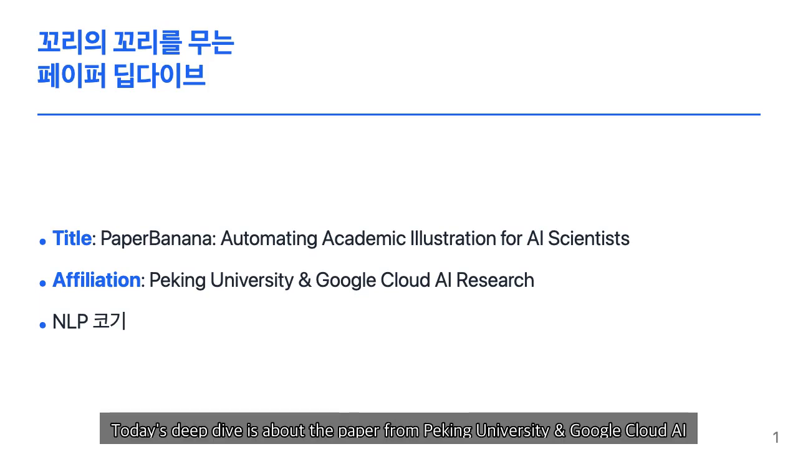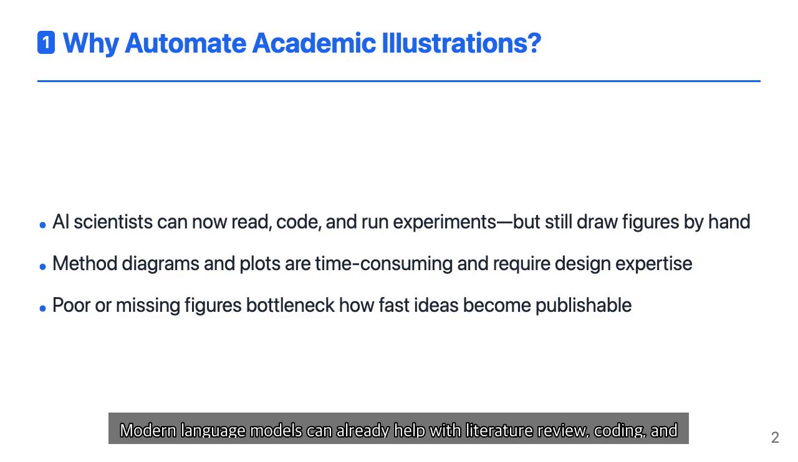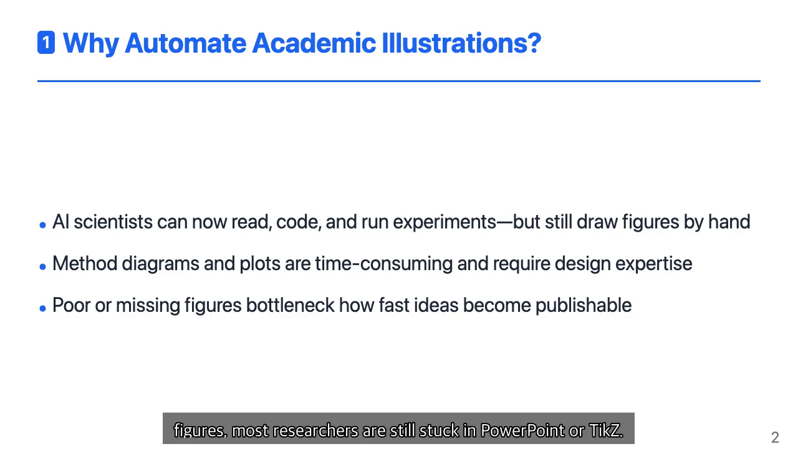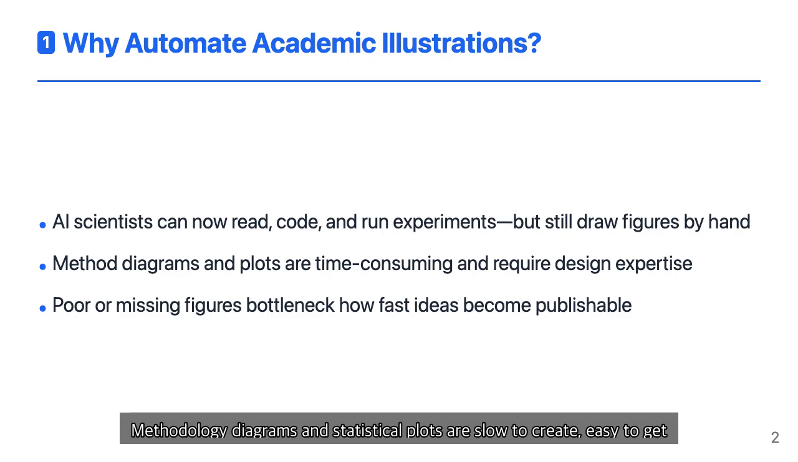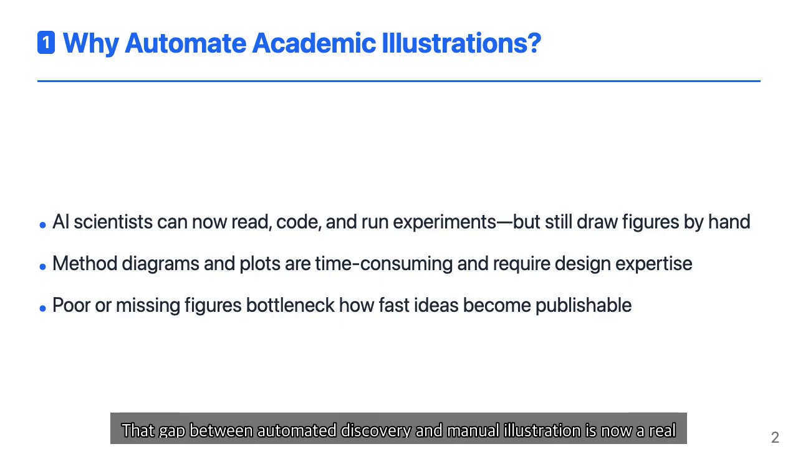Today's deep dive is about the paper from Peking University and Google Cloud AI Research, PaperBanana, Automating Academic Illustration for AI Scientists. Modern language models can already help with literature review, coding, and even running experiments. But when it comes to turning those results into clear, publication-ready figures, most researchers are still stuck in PowerPoint or TikZ. Methodology diagrams and statistical plots are slow to create, easy to get wrong, and demand design skills many scientists don't have. That gap between automated discovery and manual illustration is now a real bottleneck for communicating new ideas.